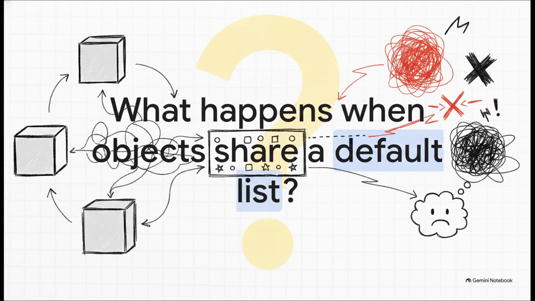But here's where standard classes lay a really dangerous trap, especially with default values. Think about it. What actually happens when multiple object instances share a default mutable list? If you assign an empty list as a default variable in a normal class, multiple objects end up accidentally sharing the exact same memory location. So you append an item for one user, and bam, it accidentally shows up for everybody else. It's a huge headache and a really common bug.